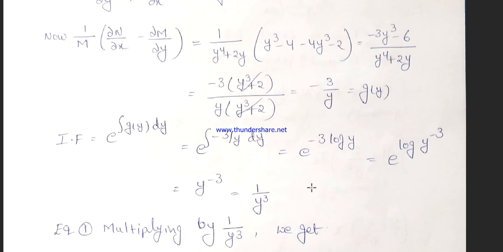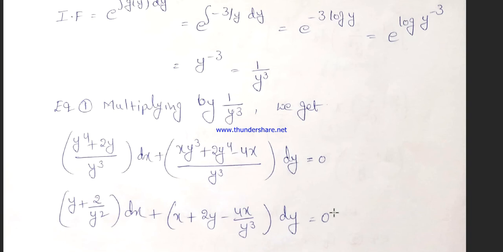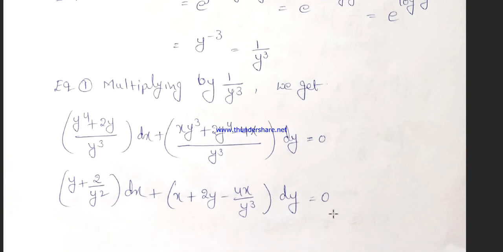So we can multiply the equation with 1 by y cube: (y power 4 plus 2y) by y cube into dx plus (xy cube plus 2y power 4 minus 4x) by y cube into dy equal to 0. Now comparing with M1 dx plus N1 dy equal to 0. Before going to that, you can separate the terms: y power 4 by y cube is y, plus 2y by y cube is 2 by y square, into dx, plus xy cube by y cube, that is x, plus 2y power 4 by y cube, that is 2y, minus 4x by y cube, into dy equal to 0.